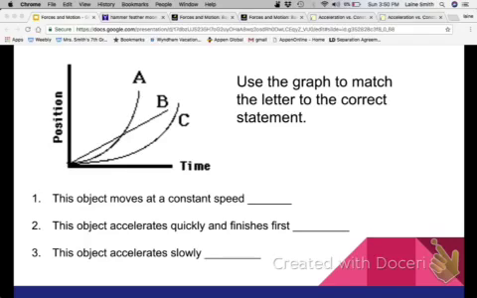Okay, so I want you to use the following graph to match the letter to the correct statement. An object moving at a constant speed. Constant speed is going to be a straight line. Okay, this is a position time graph. Constant is a balanced force. It's a straight line. The only straight line is at letter B.